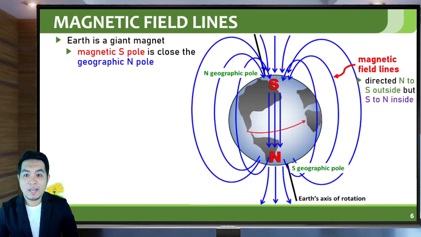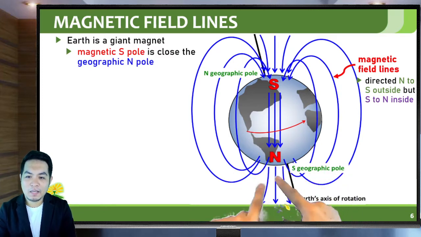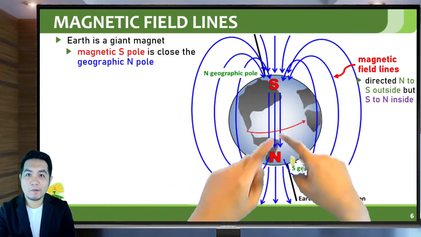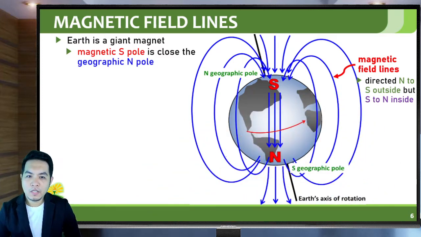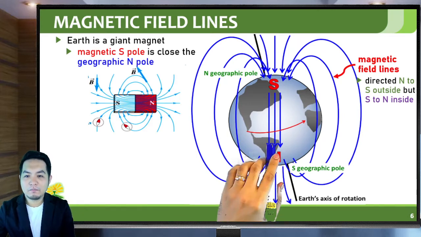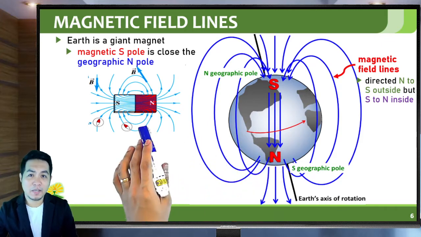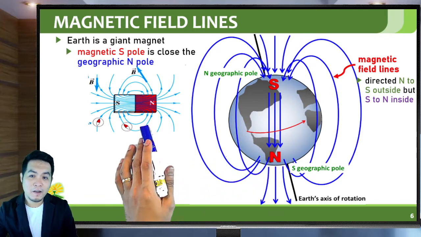So the Earth actually has two types of fields. It has a gravitational field, which is directly towards the center of the Earth, and it has a magnetic field which loops around the Earth. So the magnetic field line pattern of the Earth is very similar to the magnetic field line pattern of a bar magnet.